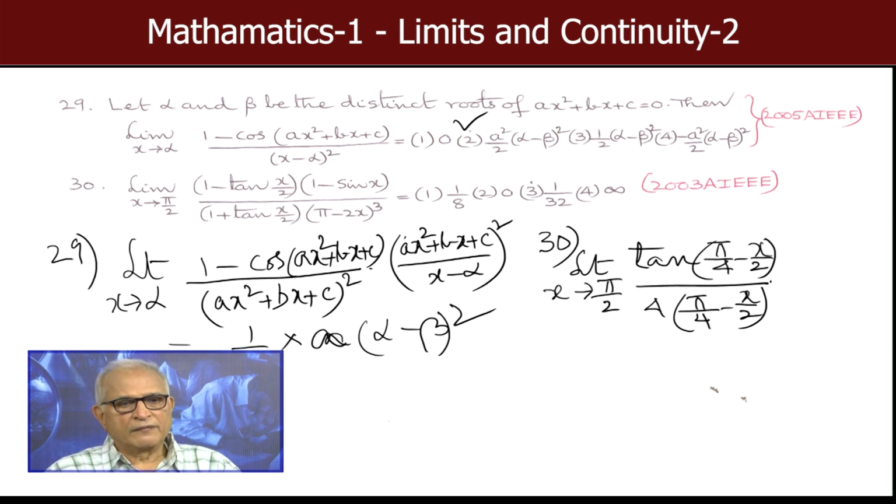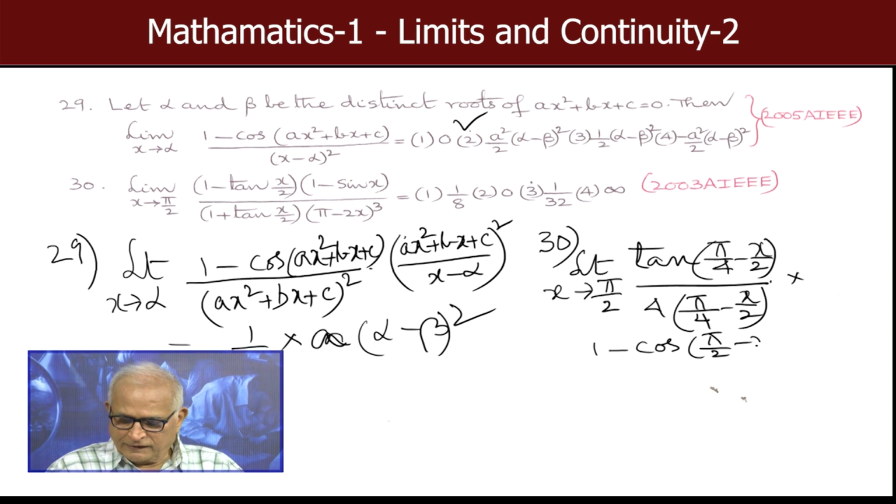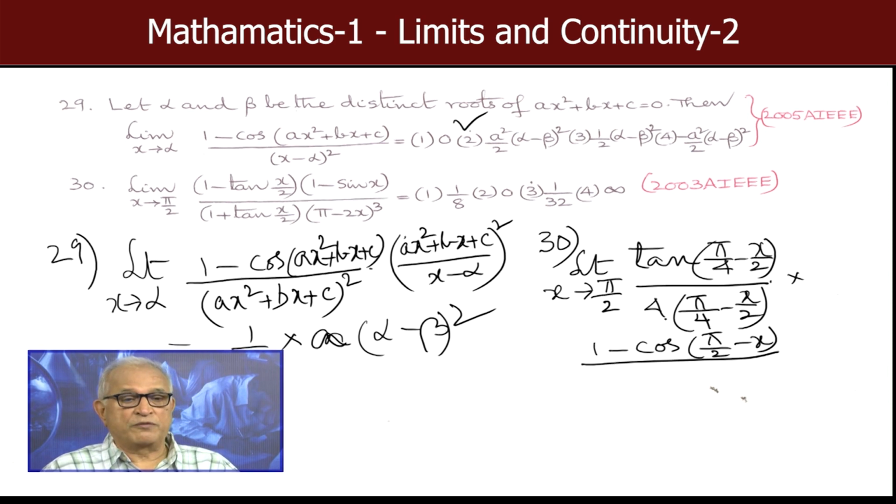Into 1 minus sin x. 1 minus sin x can be written as pi by 2 minus x. By pi minus 2x whole square is there, because already we have taken out one pi minus 2x, which is expressed as 4 times pi by 4 minus x by 2. So, pi minus 2x whole square can be written as 4 times pi by 2 minus x whole square, because pi minus 2x is 2 times pi by 2 minus x.